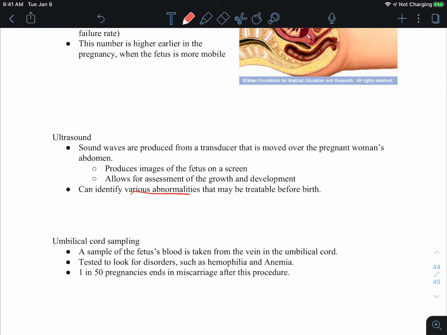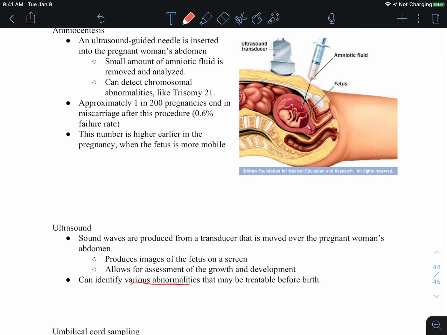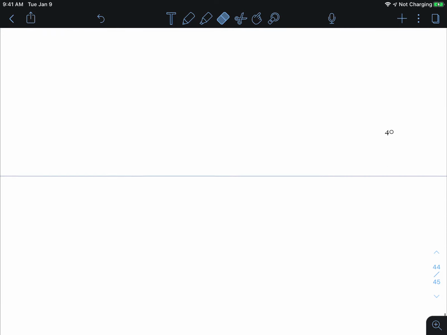Umbilical cord sampling is also an option where they can sample the fetus's blood. This blood is taken directly from the umbilical cord, and it can be used to test for other disorders like hemophilia and anemia, but it has a higher miscarriage rate, so it's much harder to do. Instead of just getting the fluid, you're actually looking to get in on that umbilical cord, and of course that's a much harder target to hit, and so that's very dangerous. So I'm going to leave that there.